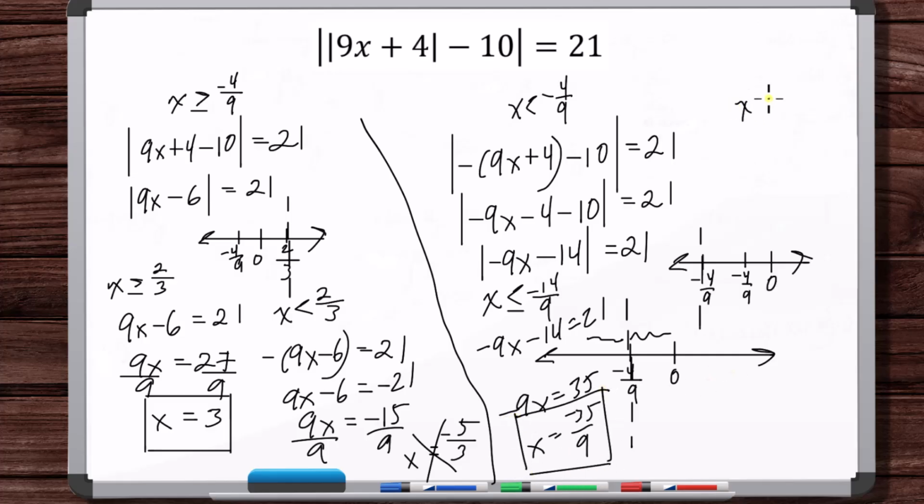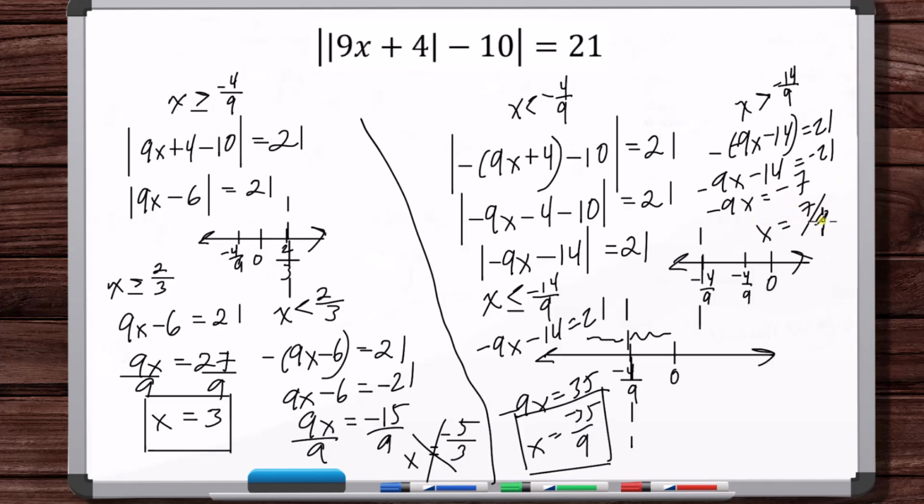Okay, now what about when x is greater than -14/9? In that case, minus 9x minus 14 is always negative, so multiplying -1 on both sides, minus 9x is equal to -21 plus 14, which is -7. X is equal to 7/9. That's greater than -14/9, but that's greater than -4/9. So no, these are the only two solutions here.